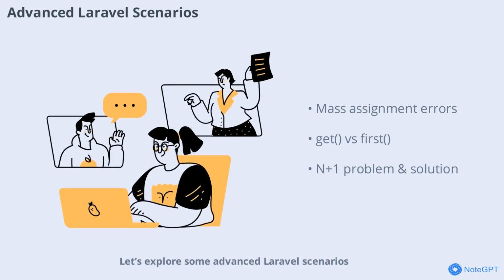Let's explore some advanced Laravel scenarios. If you forget to add $fillable in a model, you'll encounter a mass assignment error. Imagine a security guard denying bulk entry. The difference between get and first is also important. get returns a collection, while first gives you a single record, much like getting a full list versus just the first item.